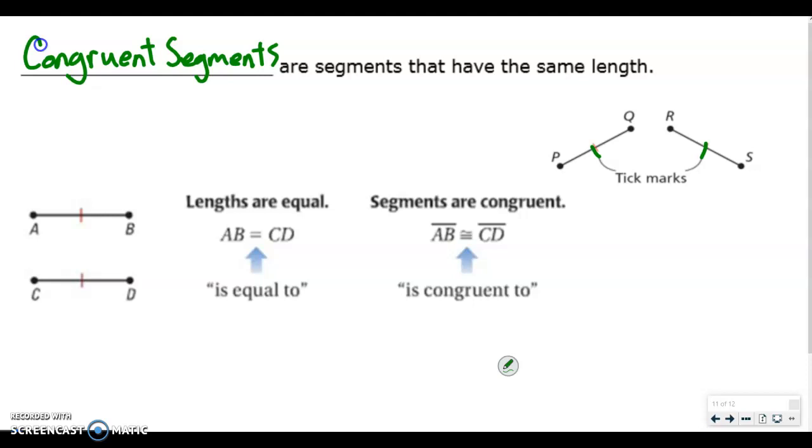So we're talking about the segment AB congruent to the segment CD. And the congruent symbol looks like this. So that's your congruent symbol.